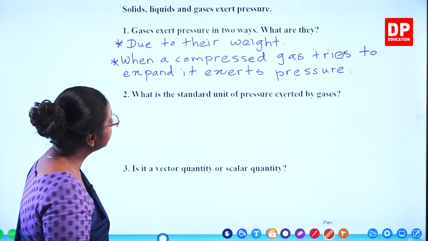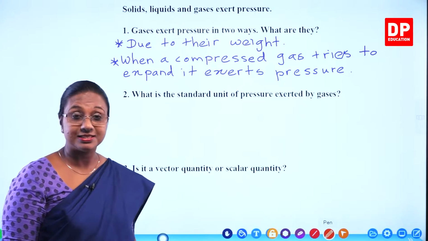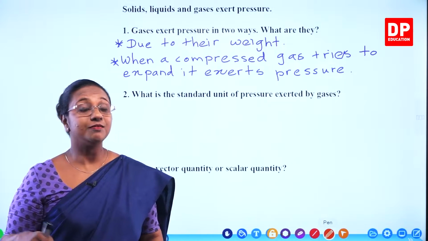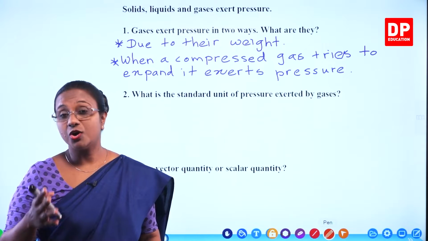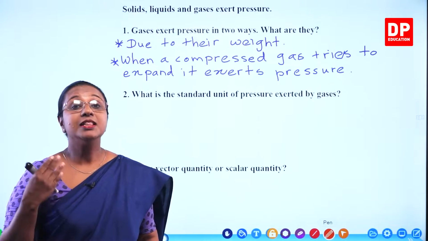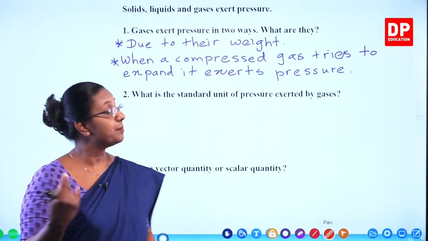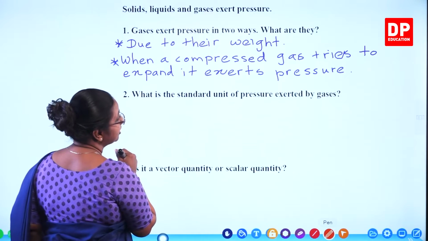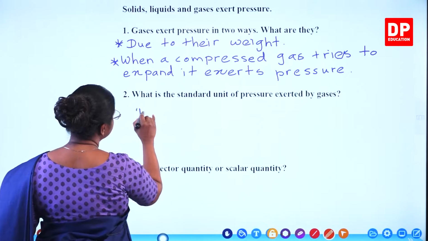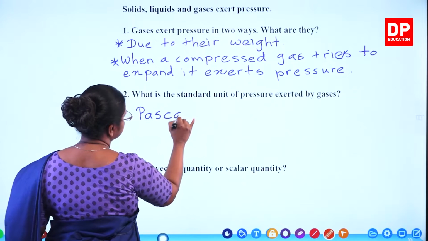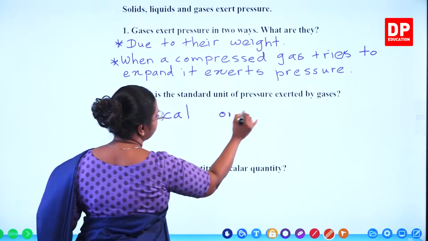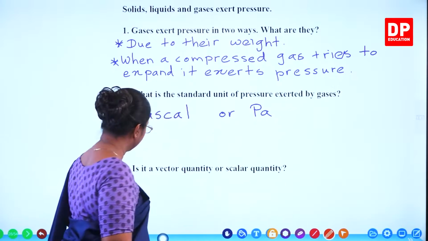What is the standard unit of pressure exerted by gases? Whether it's solids, liquids or gases, it is irrelevant. The standard unit of pressure is pascals. So, what is the standard unit of pressure exerted by gases? Pascal. You can write it this way or you can write the unit itself, Pascal.